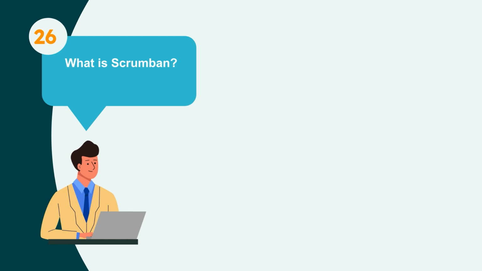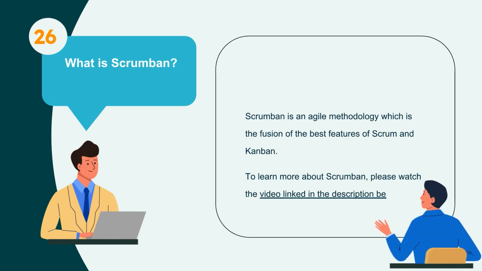26. What is Scrumban? Scrumban is an Agile methodology which is the fusion of the best features of Scrum and Kanban. To learn more about Scrumban, please watch the video linked in the description below.